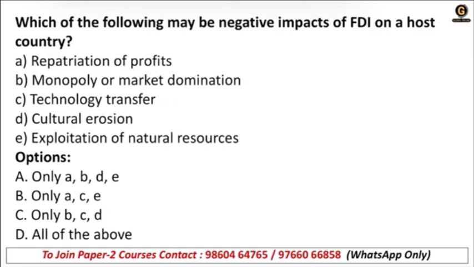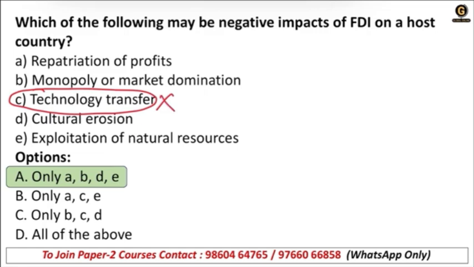Next. Which of the following may be negative impact of FDI on a host country? A. Repatriation of profits, monopoly or market domination, technology transfer, cultural erosion, or exploitation of natural resources. So the right answer is option A, B, D, E. Apart from C, all are correct, we can say. Okay, C is not correct, but all others are correct.